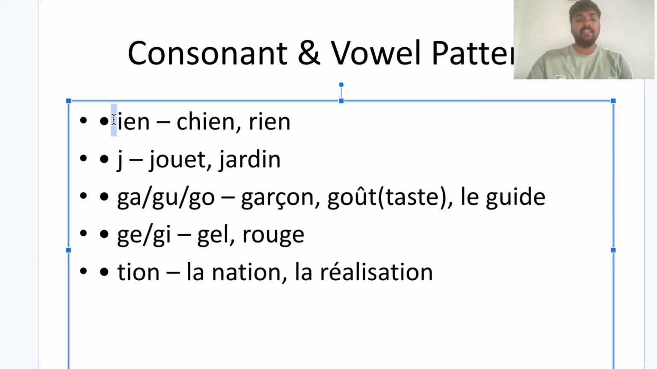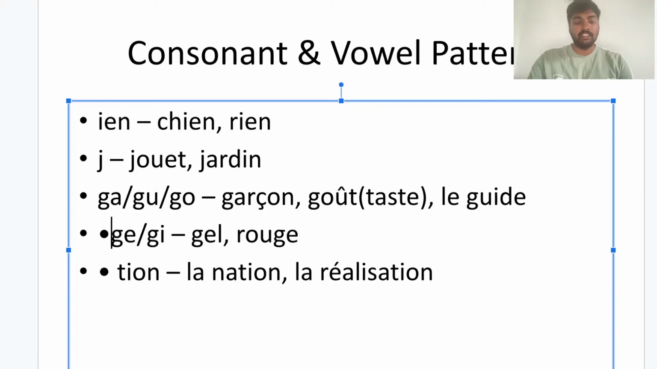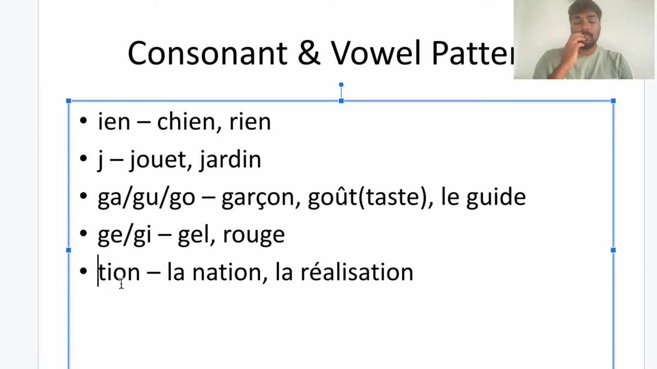Next, how are IEN, J, G A, J U, J O, and TION spelled? Let's see. IEN is spelled like chien, like that. And J is jouer, as I told you. Jardin means garden. Chien means dog.